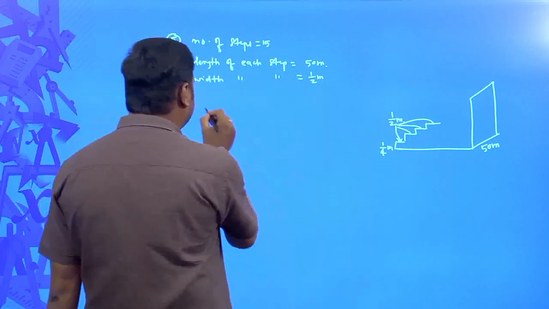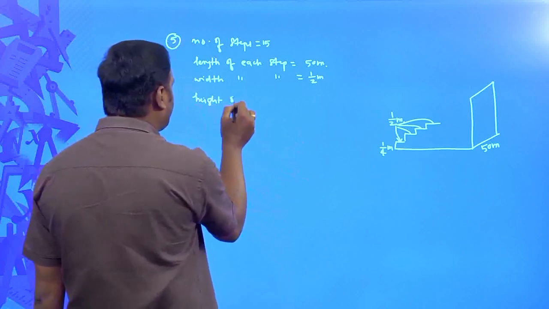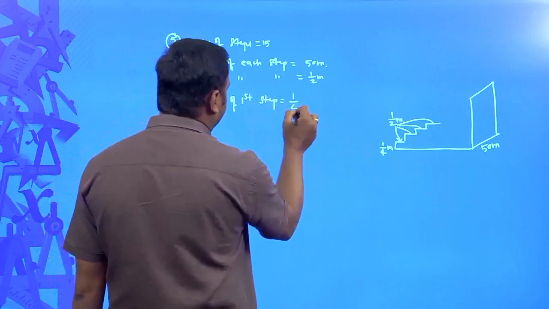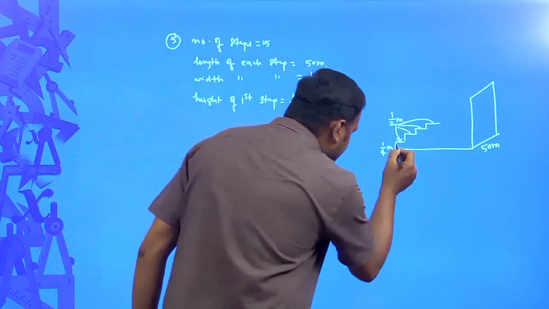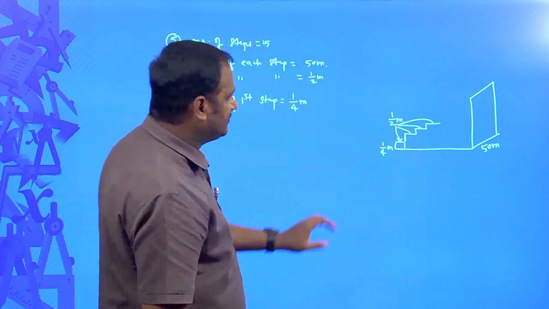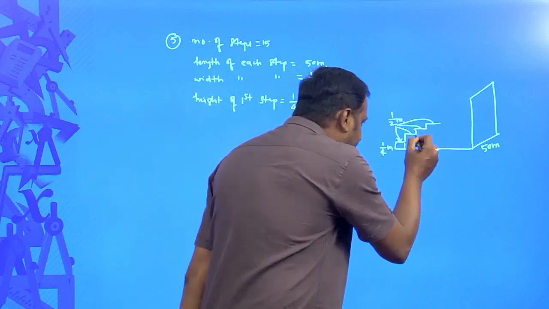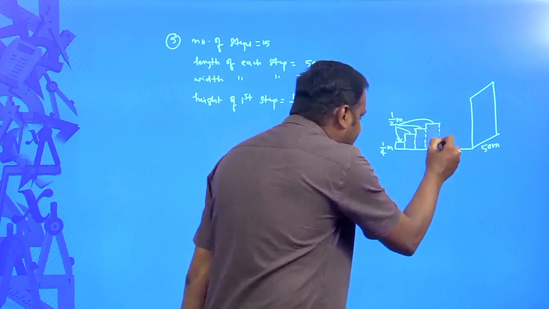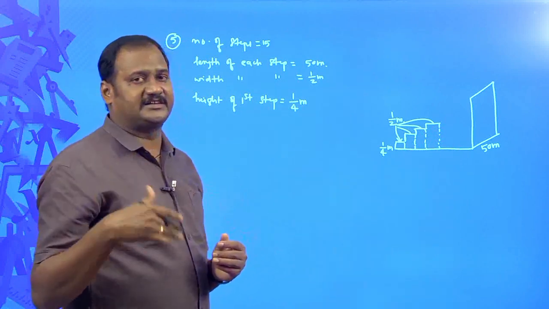But coming to the height, here thickness or height. So, height of first step is equal to 1/4 meter, and for the second step one more 1/4 meter will be added, because this is the first step and this is second step, right? So, this part also will be added. So, therefore, this is the thickness of the second step, and this would be completely the thickness of the third step, this would be the thickness of the fourth step and fifth step, like that.